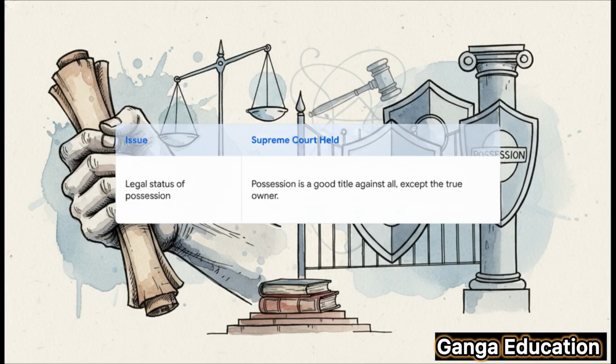And again, the Supreme Court has weighed in on this. In the famous case of Nair Service Society Limited versus K.C. Alexander, the court held that possession is a good title against the whole world, except for the true owner. This is huge. It means that possession itself is a right that the law protects.